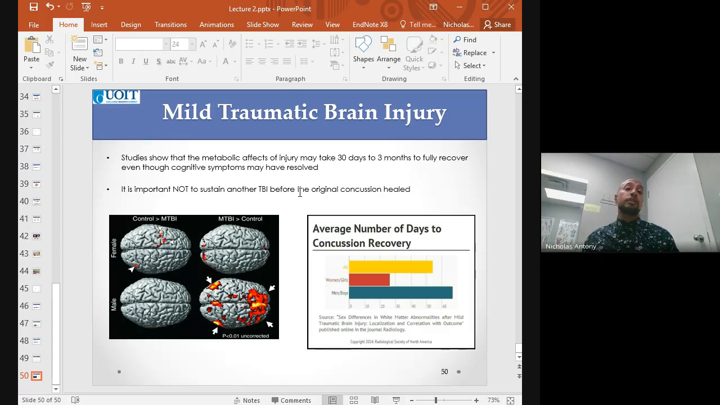Now, they've done studies on rats. If you have a concussion and it properly heals, there is no additive effect of having a second concussion, right? It is when you have a concussion and get a second one before the first one is healed that you have an additive effect. And that's when the degeneration of the brain happens.